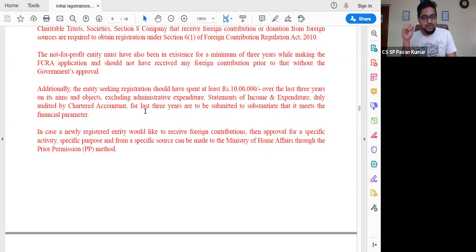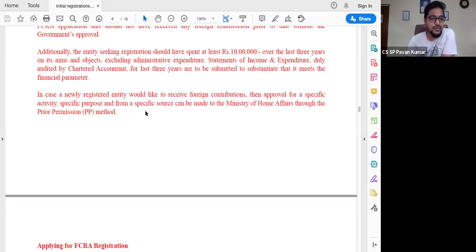In case of pandemic situations, or in case of floods or earthquakes, at that point of time a few trusts and societies will be formed to benefit that particular cause. For that we can't wait for 3 years to get foreign funds. So in special cases, if the government allows, they will give us FCRA registration even within one year from the date of incorporation, depending upon the scenario.